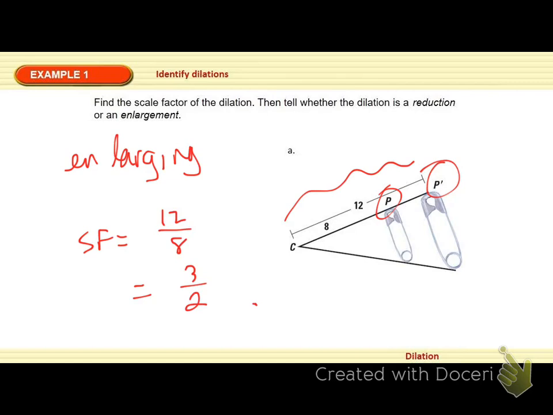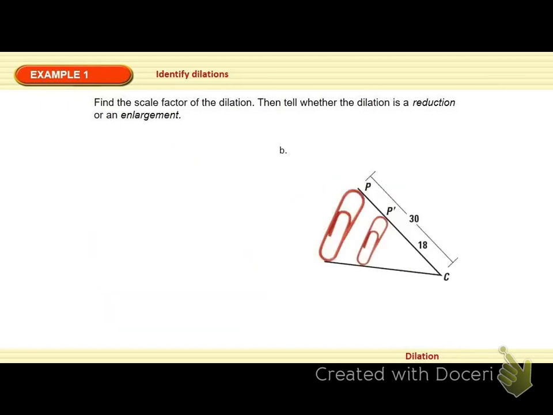But if we didn't have the diagram, we would still know that this is an enlargement because the scale factor is bigger than 1, right? Or the prime is bigger than the original, so obviously that's an enlargement as well. So just some ways that we can tell even without a figure. Okay? Here's one for you to take a look at. Take a second. Is this an enlargement or a reduction? And then we need the scale factor.